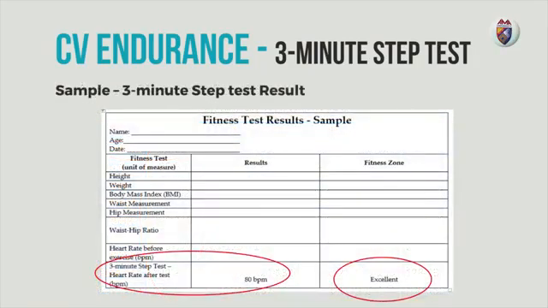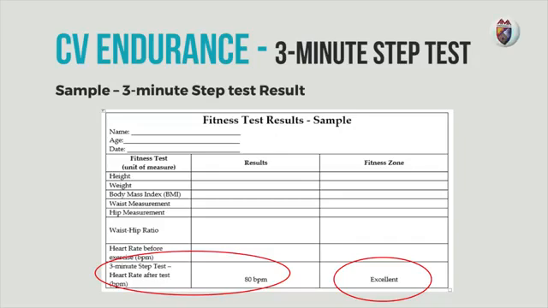How about you? How did you do in this CV endurance test? Which zone does your heart rate after exercise fall into? Record your score in the fitness test data sheet. Indicate your heart rate after the activity in the results table. And in the fitness zone table, indicate your CV endurance range based on the test standards.